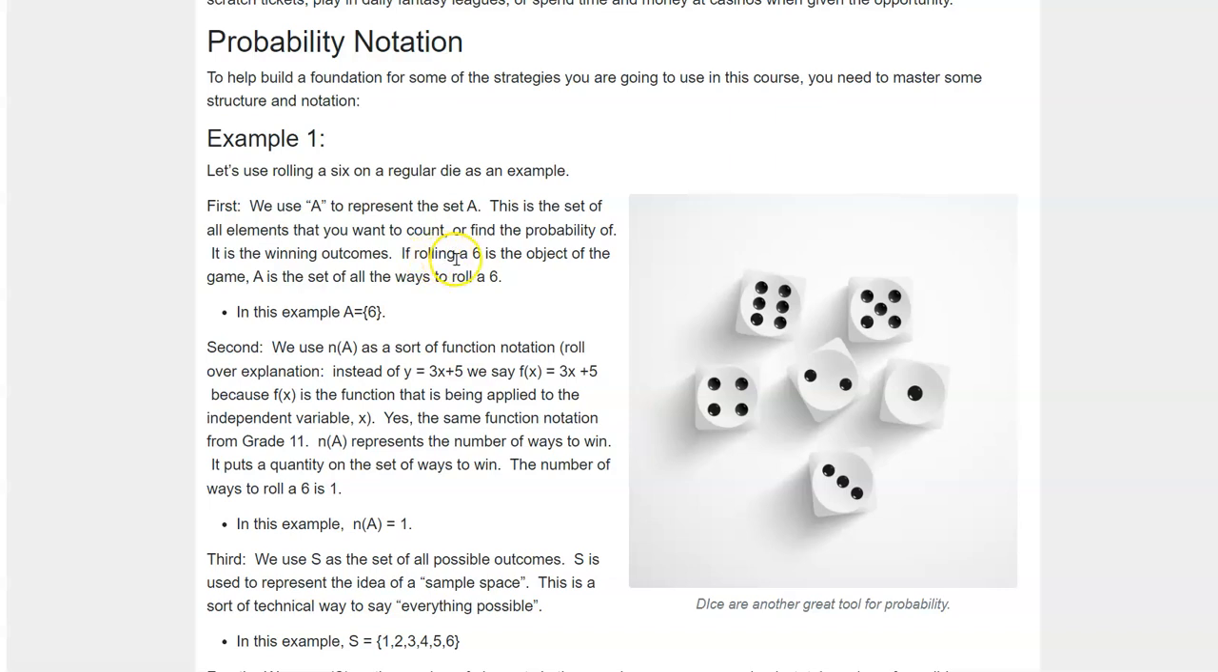If rolling a 6 is the objective of the game, A is the set of all the ways to roll a 6. A lot of words there to just say, look, what am I doing here? I'm rolling an A. How many ways can I roll, or so, rolling a 6? How many ways can I roll a 6? Just once, just by getting a 6.